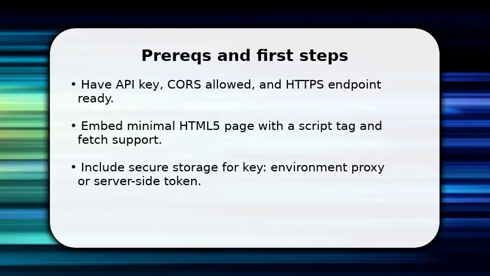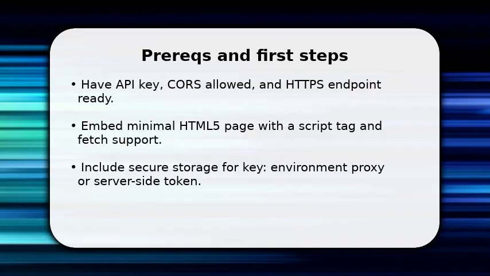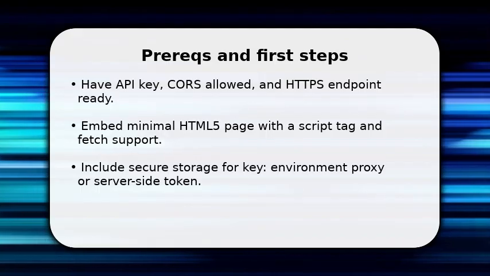You start by confirming prerequisites: an API key, CORS enabled on the endpoint, and HTTPS. Next, create a minimal HTML5 file and add a single script tag. Once done, avoid placing secrets in client code. Instead, proxy requests through a small server or use a short-lived token. This first action gets you past the biggest security trap, while letting you test responses in the browser immediately.